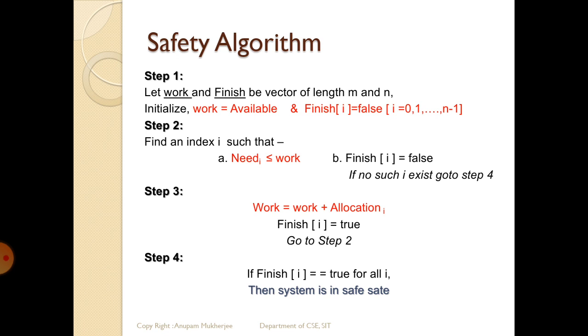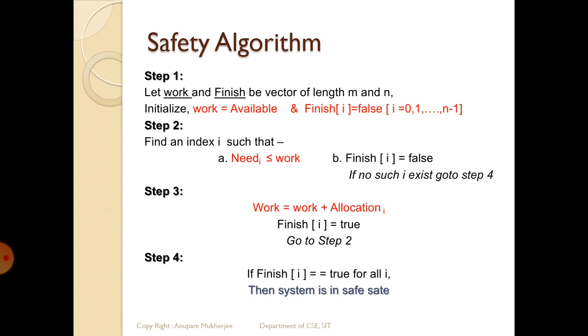Then the third step will be work is equal to work plus allocation. Work is actually the available. So the current or actual present availability is equal to the previous availability plus the allocation of that process i. Then you will check whether finish is true or not. If all processes satisfy this condition, then we can say the system is in a safe state. So this is the basic algorithmic structure.